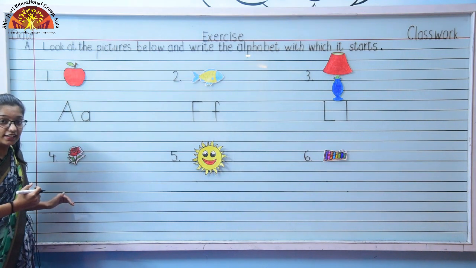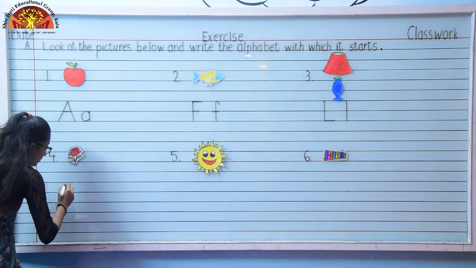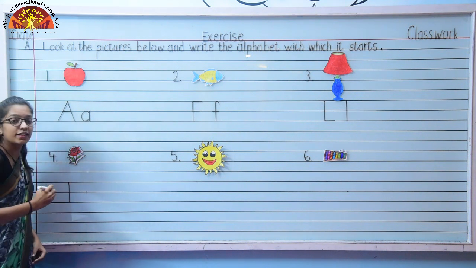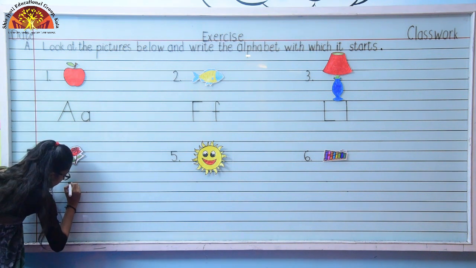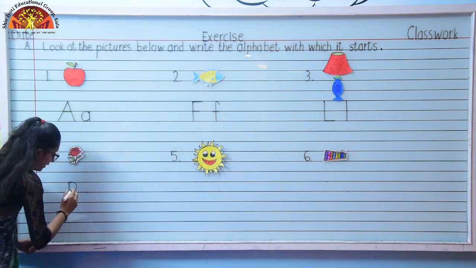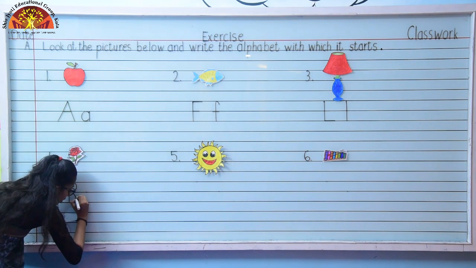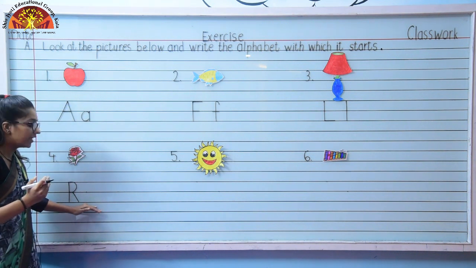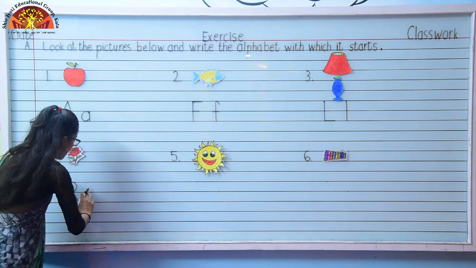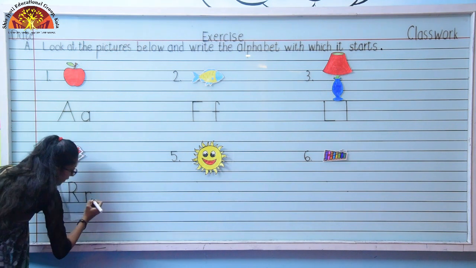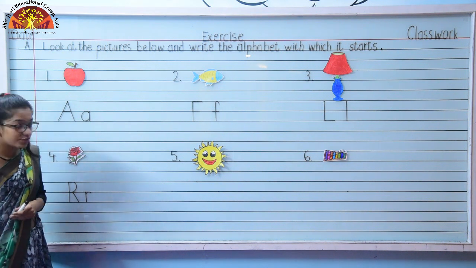Now we have to write here capital letter R. So first we have to draw standing line. Okay, then curve, then slanting line from here. Like this. This is capital letter R. Now here we have to write small letter r. So draw standing line, come up with the same line and turn like this. Now come to next one.